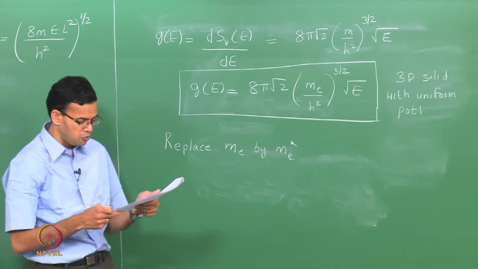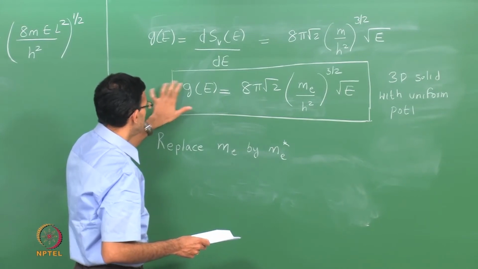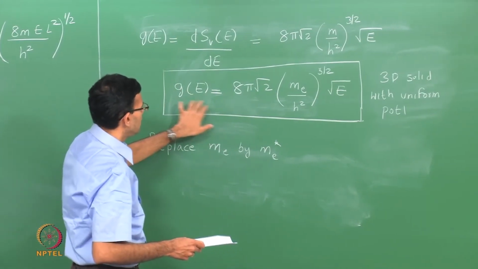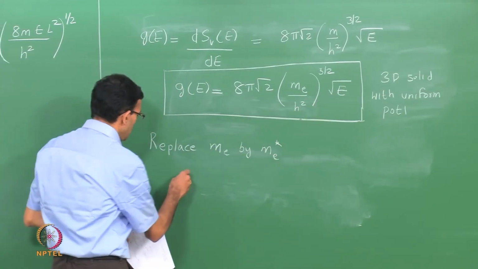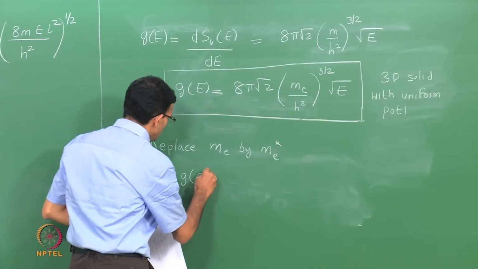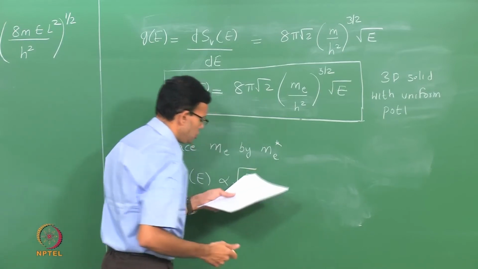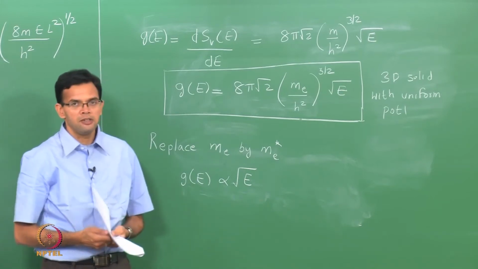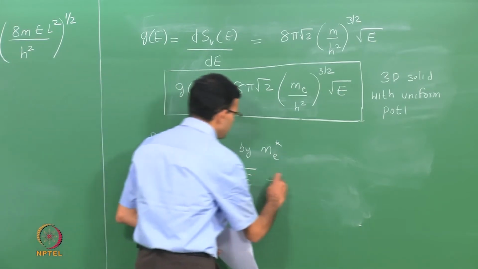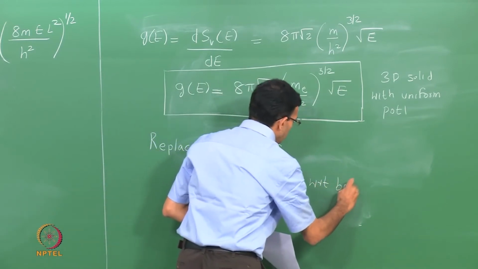So, the important conclusion from this is that the density of states depends on a constant times the square root of energy. In other words, G of E is proportional to the square root of the energy. Now, energy is taken with respect to the bottom of the band. So, E with respect to the bottom of the band.